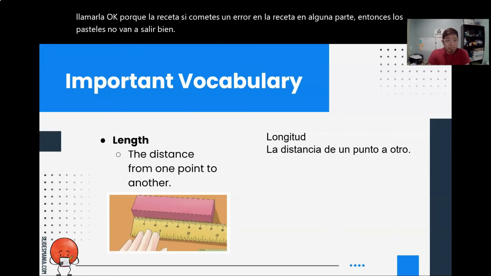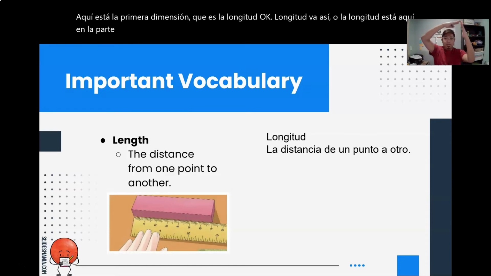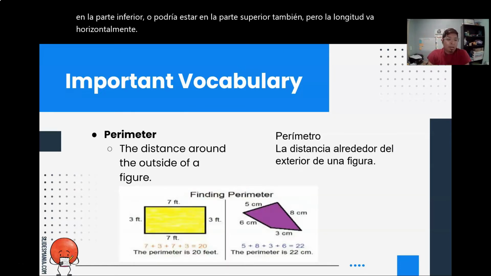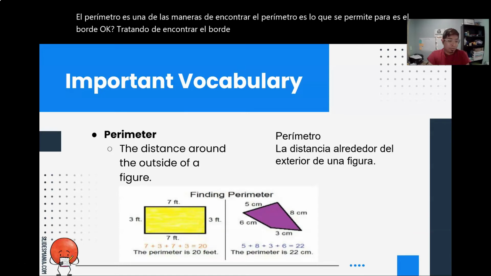Here is the first dimension, which is length, okay? Length goes like this, so length is here on the bottom, or it could be on the top as well, but length goes horizontally. Perimeter is, what is perimeter? Perimeter is the edge, okay, trying to find the edge of a figure, the distance around the outside of a figure.